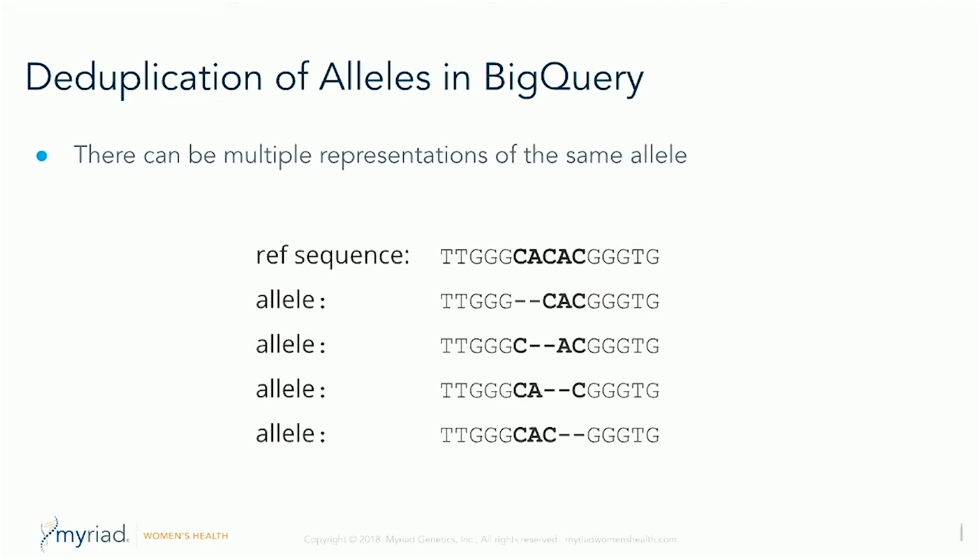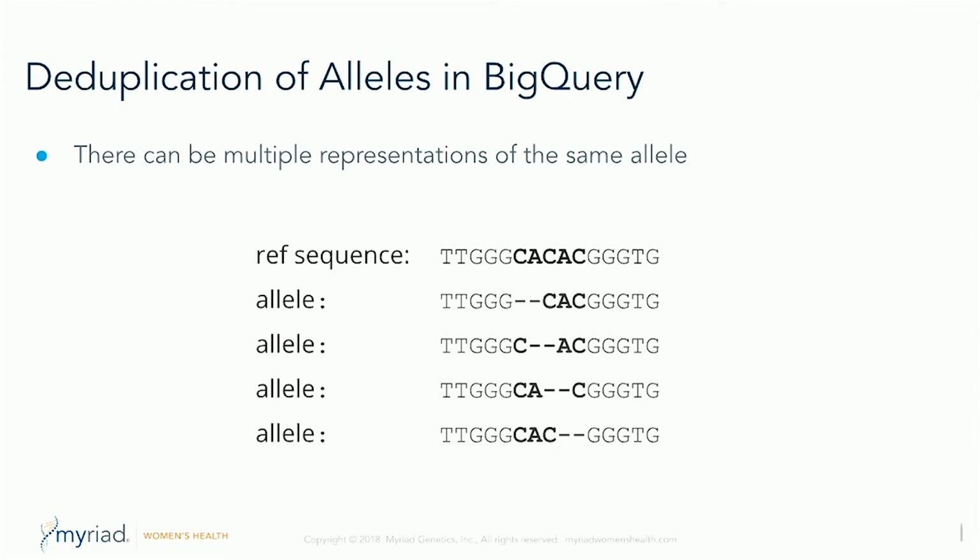The other tricky case that I wanted to talk about is the deduplication of alleles in BigQuery. There can be multiple representations of the same allele. So when working with genomic data, we often define alleles according to the reference sequence. But as you may know, there are many versions of the reference genome. And even with the same reference genome, there are potentially multiple representations in very repetitive regions. So this particular example is an insertion deletion, an indel, in a repetitive region of the genome. And you can see that there are potentially 4 different representations of this allele when compared to the reference genome.